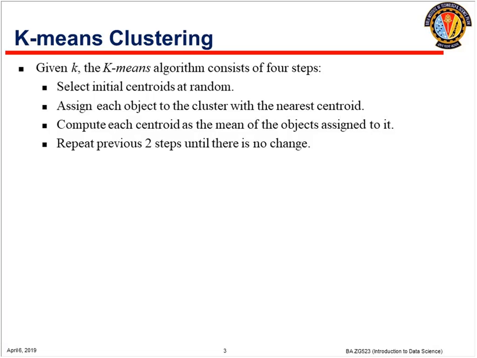So we'll look into the details of this algorithm, but let's just look at what it means. Initially you randomly select k centroids. The k centroids can be selected from among the examples themselves. So randomly select, say, 4 examples, or k of them, as initial centroids.